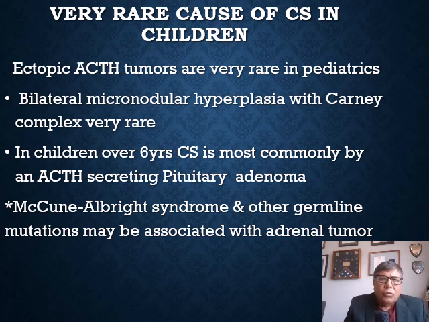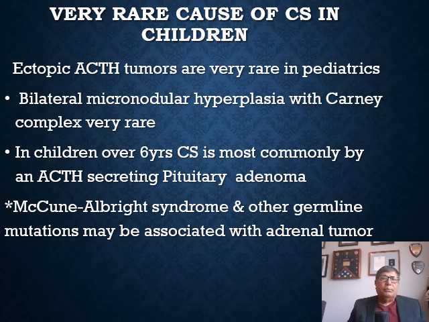There are some rare causes of Cushing syndrome in pediatrics, and ectopic ACTH tumors are very rare in pediatrics. But bilateral micronodular hyperplasia involving both adrenal glands is usually seen with a condition called Carney complex. Very rare, but this is usually in the younger age group, around the age of 2 or 3, and it could be in combination with the Carney complex.